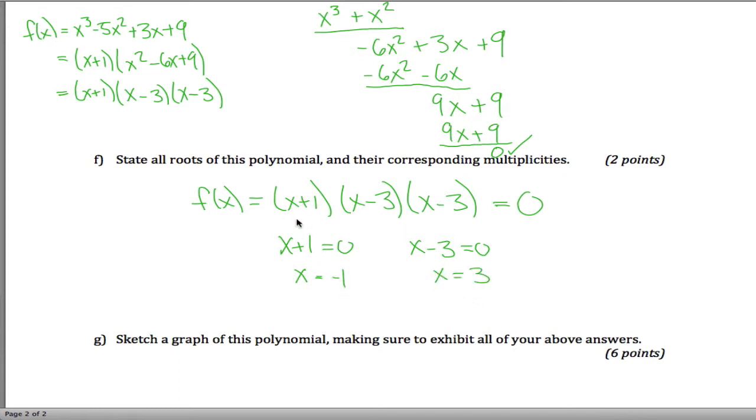Because this factor only appeared once, I say that the multiplicity over here is just 1. However, this x minus 3 factor appeared twice. So this root, this x-intercept at x equals 3, has a multiplicity of 2. So state all the roots. My roots are at x equals negative 1 and x equals 3. And their corresponding multiplicities. The multiplicity of this root is 1. The multiplicity of this root is 2.